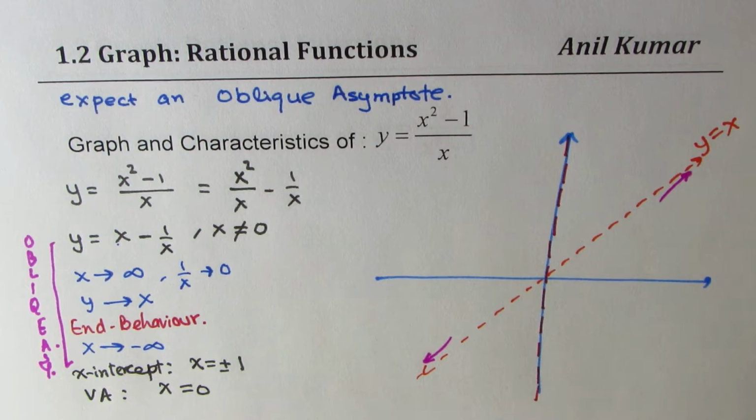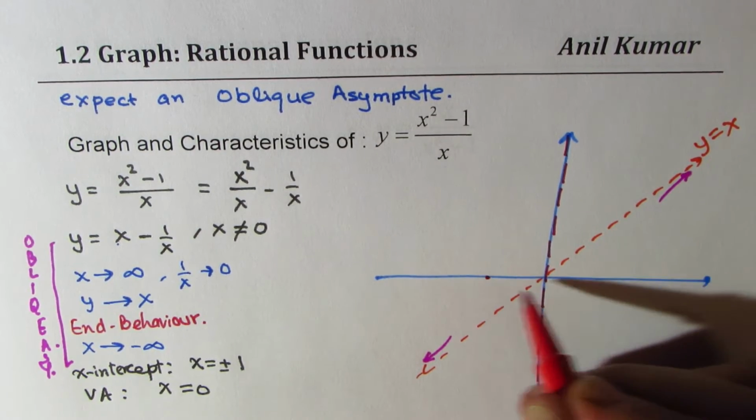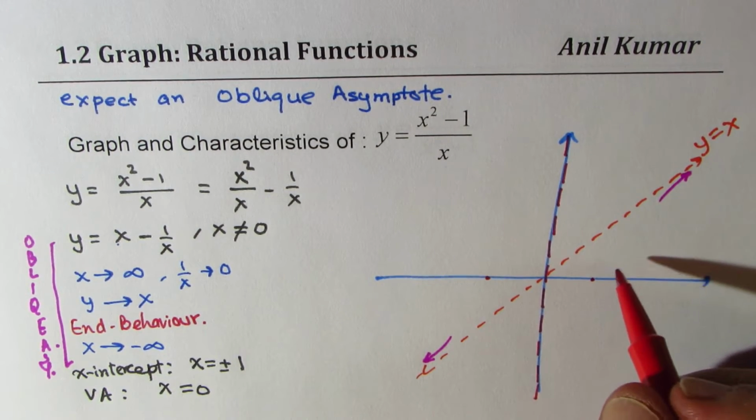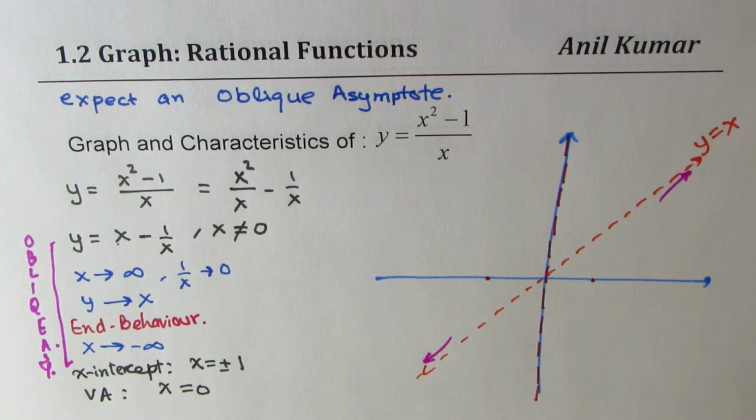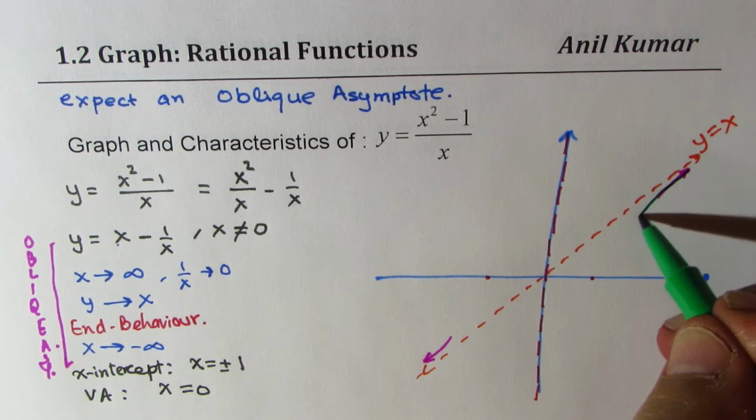We do have two x-intercepts, one at minus 1, one at plus 1. And we see that the graph is approaching the oblique asymptote. So with that in mind, we could actually sketch our function as kind of like this.